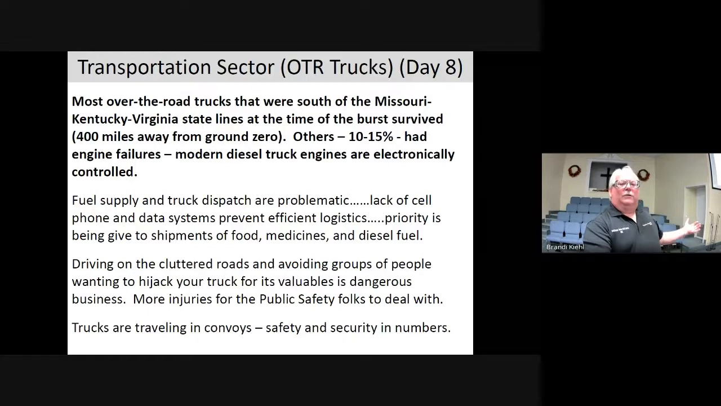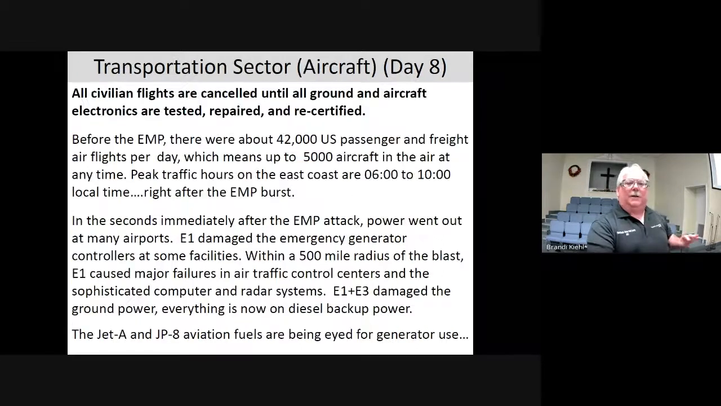Again, over-the-road trucks, some of them are going to fail, some aren't, but they're still going to have fuel problems. Anybody know an over-the-road trucker? I have a handful of friends that are hams. And basically, they depend on cell phone and satellite communication to do everything. I mean, to get where do I go next, boss? What do I pick up? Where do I take it? When you lose communications, you lose your logistics, and that's just basically going to shut the whole system down.